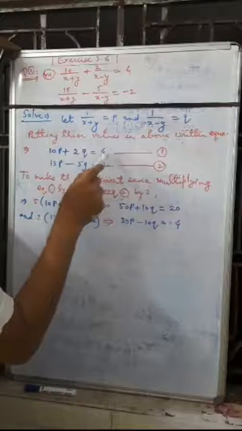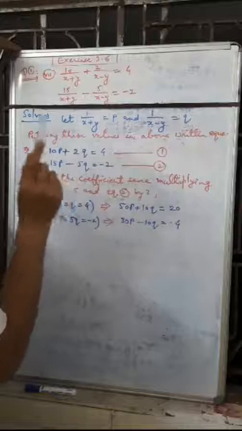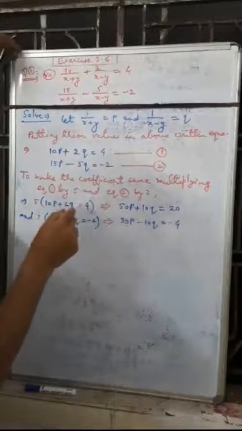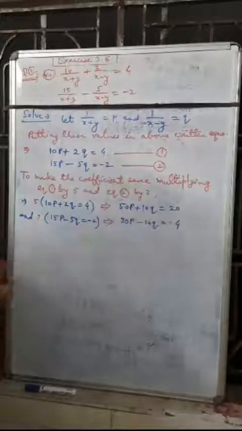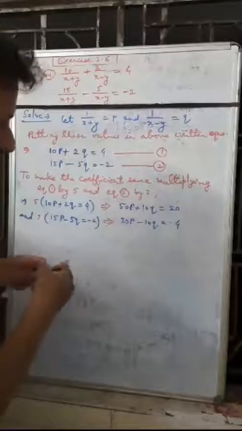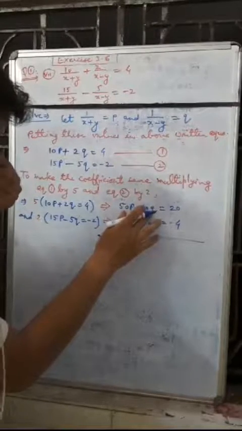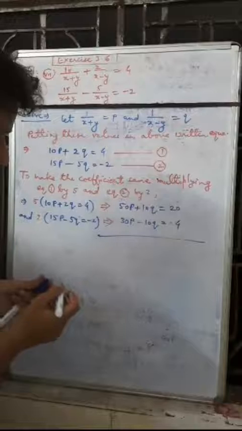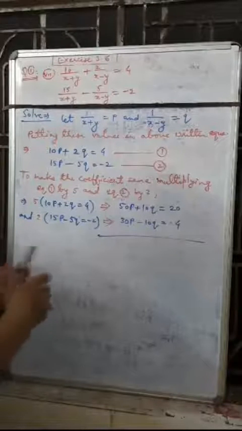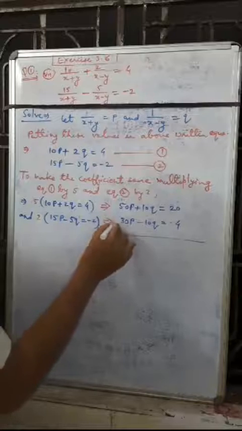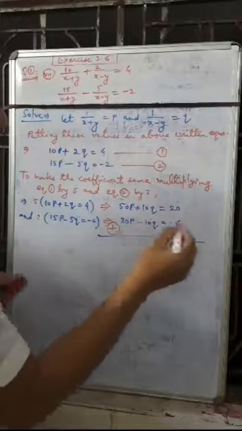We have multiplied equation number 1 by 5 and equation 2 by 2. So we got 2 equations. Now we can solve these directly. We can add both the equations because the coefficients of q are the same but opposite in sign, so there is no need to subtract. We will add both equations, so no sign will be changed.